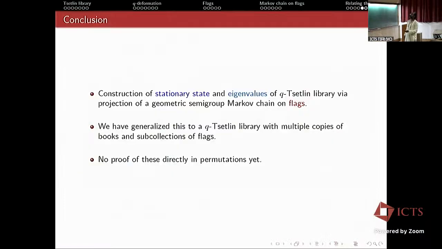Okay, so I'm almost at the end. I just want to repeat one more thing, that we don't have any proof directly in C S N. Even though the chain was defined originally there, we had to go to these flags. In some sense, that was nice, and we enjoyed learning about it. But it would be nice also to have a direct proof. Okay, with that, I thank you for your attention.